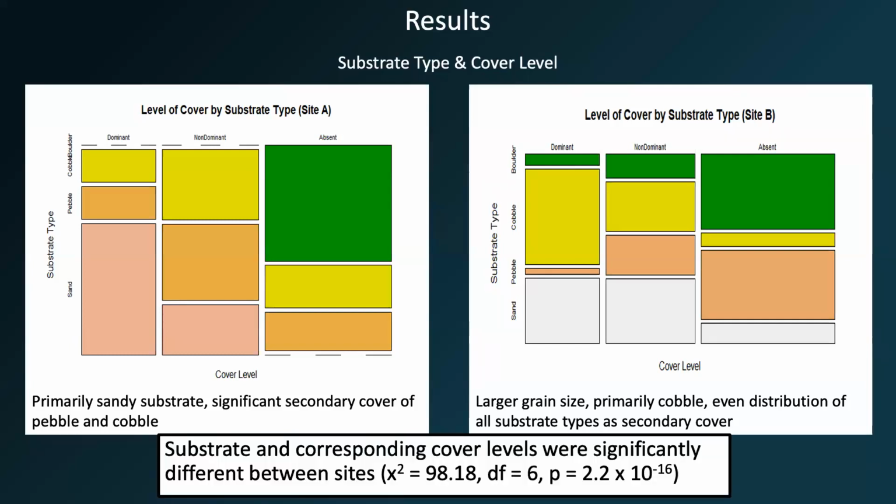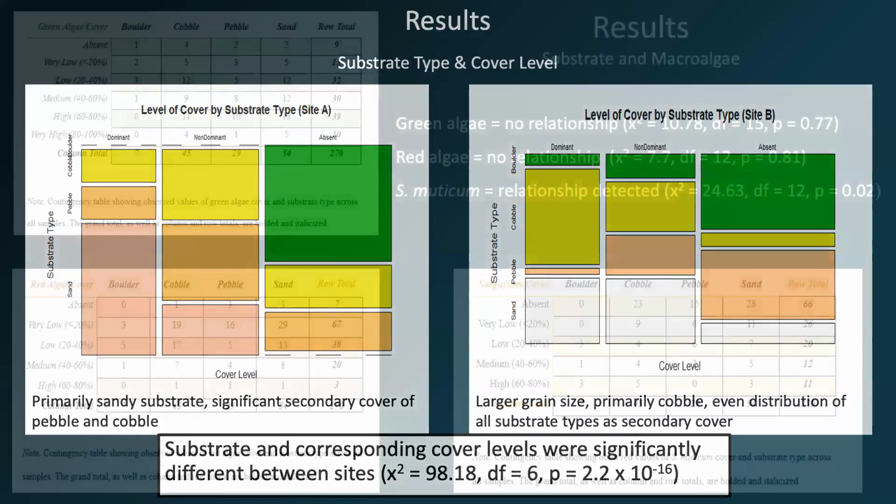And the corresponding chi-square analysis found that substrate type and cover level were significantly different between sites. You could see the X-squared test statistic and the extremely low p-value there, which was really no surprise. Quite different sites with a lot of diversity.